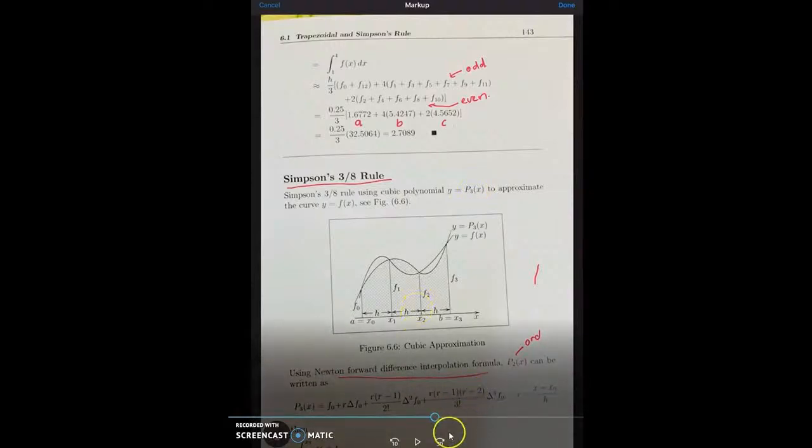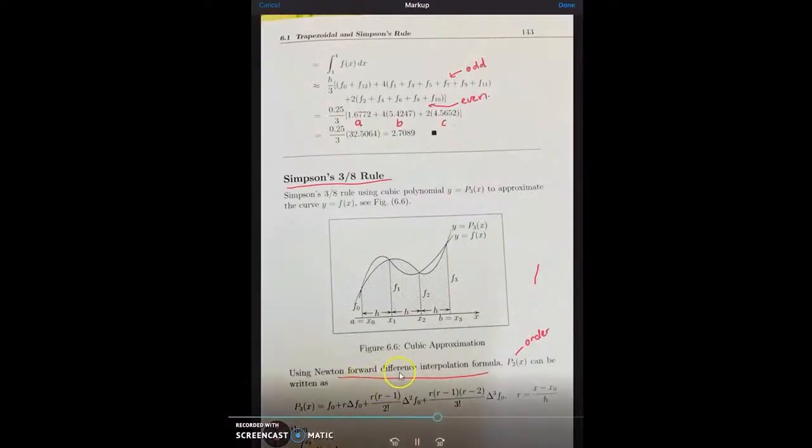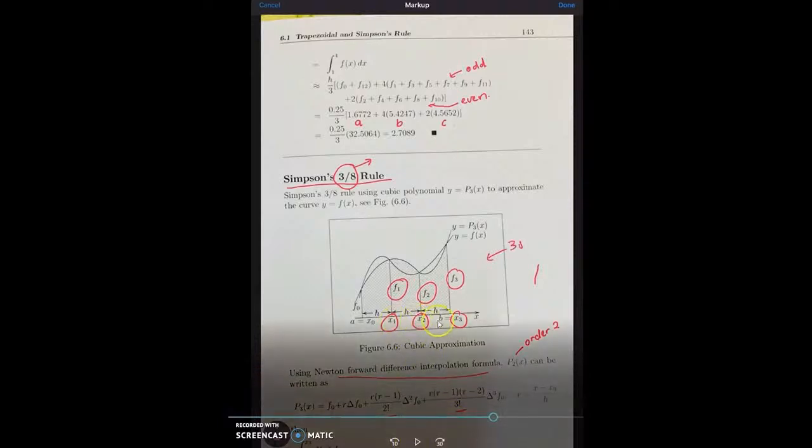Meaning that we extend the Newton forward difference interpolation formula to order 3. Before this, we just focused on order 2. Now order 3. So how do we get order 3? P3(x) is f0 plus r delta f0 plus r(r minus 1) divided by 2 factorial delta squared f0 plus r(r minus 1)(r minus 2) divided by 3 factorial. So we have f1, f2, f3, and then there are 3 columns, x1, x2, and x3.